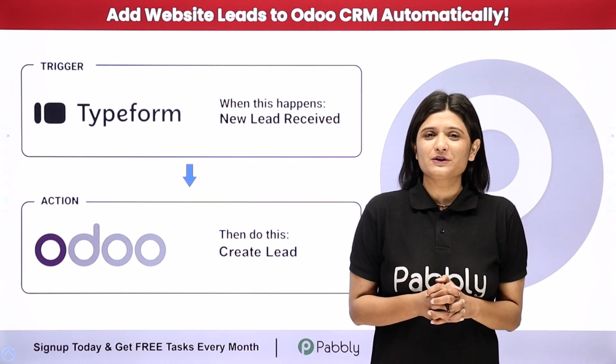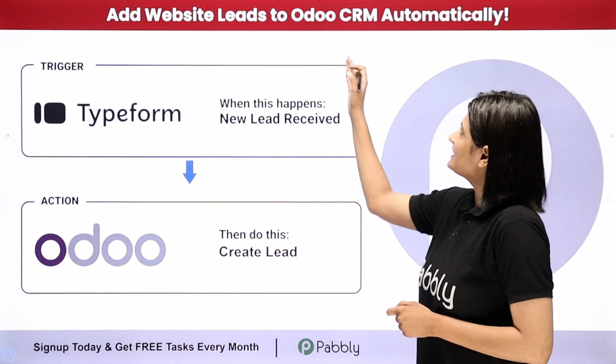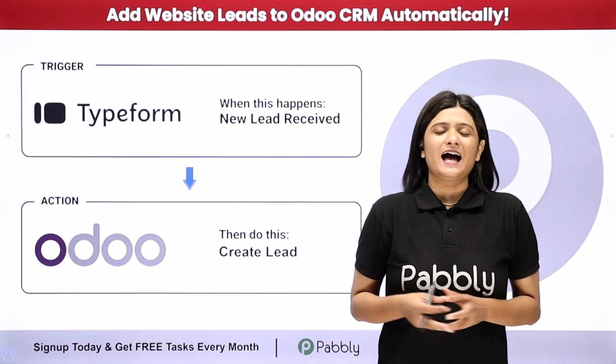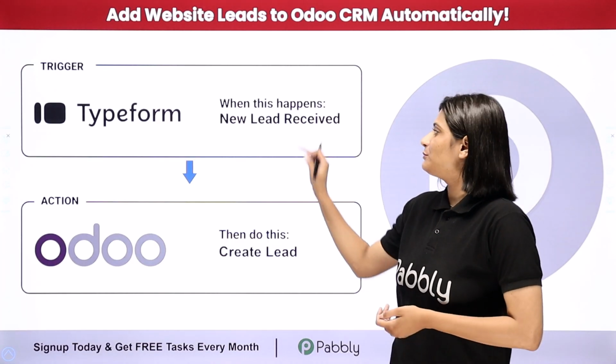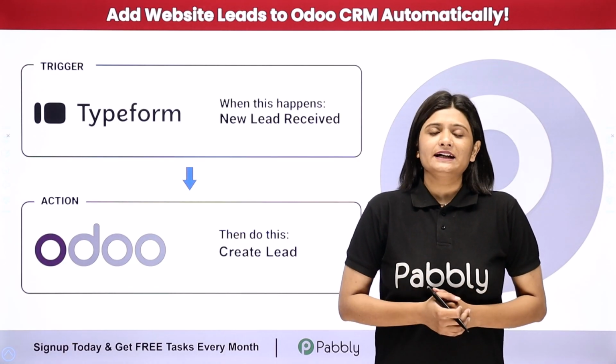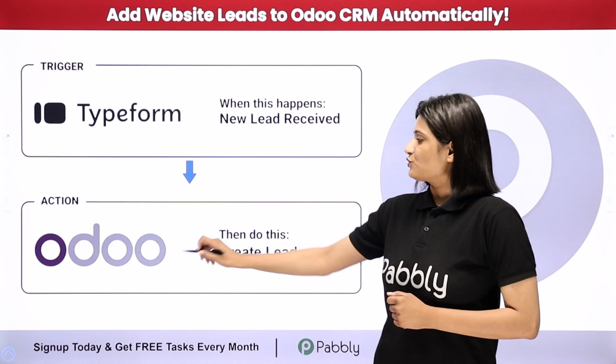In this video, we are going to learn how to add website leads to Odoo CRM automatically. Let's suppose I'm running a business and I'm collecting all my leads with the help of Typeform. I want that whenever I receive a new lead, automatically I should create this lead in my Odoo account.